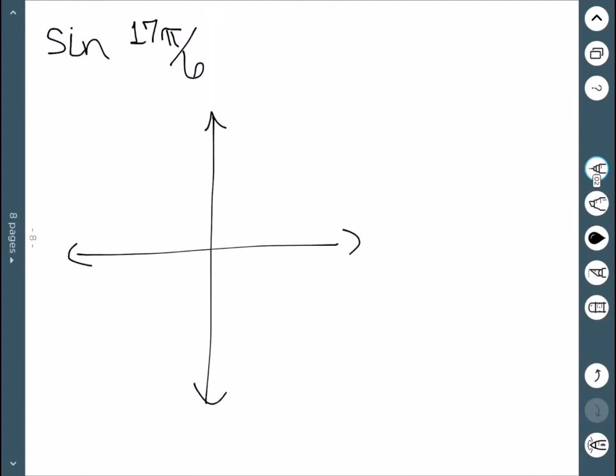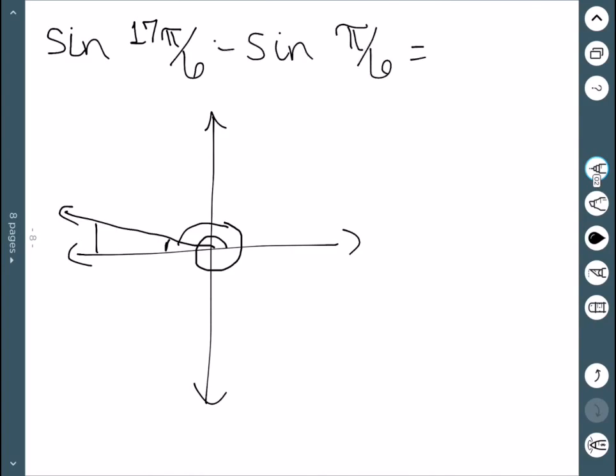Next, 17 pi over 6. Maybe the easiest way to think of this angle would be that we are pi over 6, or 1/6 away from being 3 pi. So here is pi, 2 pi, 3 pi would be all the way back, but we are just 30 degrees or pi over 6 short of that. So this is the same thing as sine of pi over 6, which we know to be 1/2.